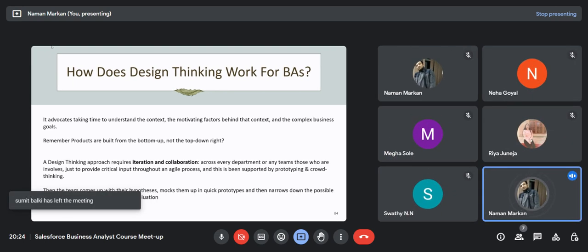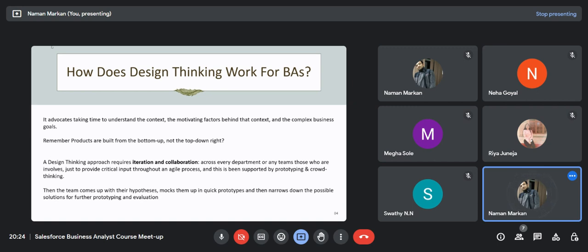So this has been supported with the help of prototyping and crowd thinking. And we just talked about the products which we have to build from the bottom up, not from the top side. We need to look for the bottom approach, and then we will be looking forward to the top. In order to reach from the bottom to top, we have to understand each and everything which has been involved, and that approach is called design thinking.